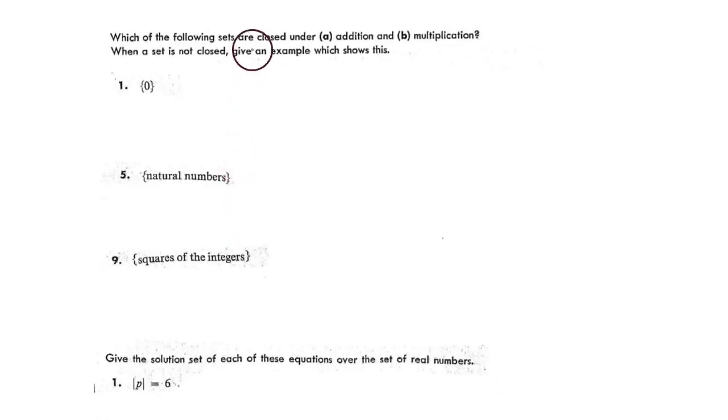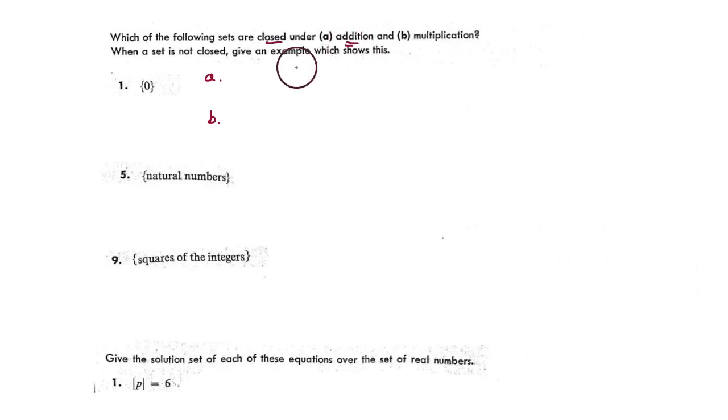Next, which of the following sets are closed? Closed means if you use only elements in the set and perform an operation, the answer you get must be within the original set. There's two questions. First, we're going to do question A, then we're going to do question B.